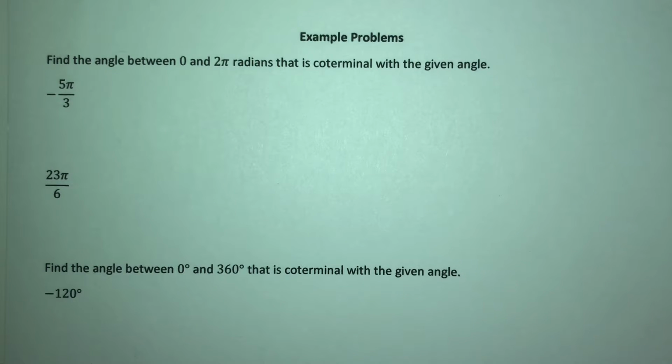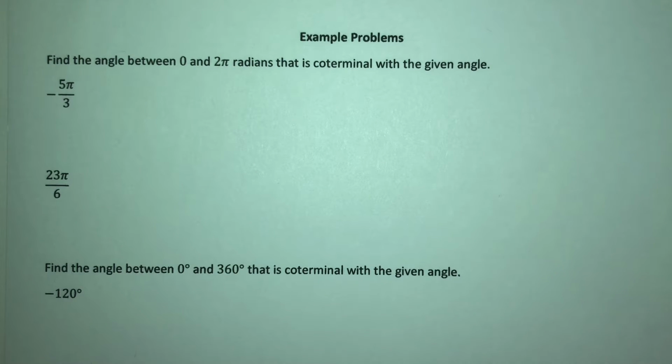Let's look at some example problems. We want to find the angle between 0 and 2 pi radians that is coterminal with the given angle. So we are given negative 5 pi over 3. Now, we're often going to be finding coterminal angles that are between 0 and 2 pi.